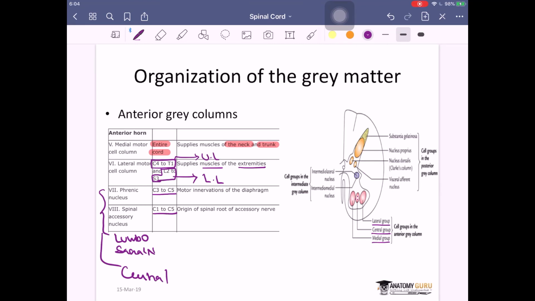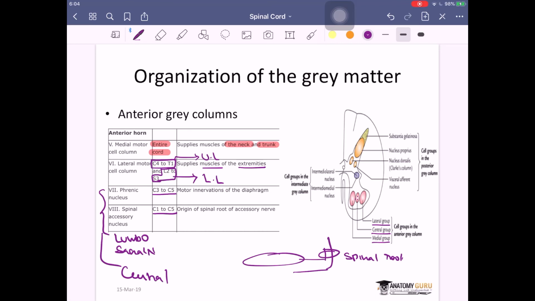And then from C1 to C5, you have the spinal nucleus. So the spinal nucleus is present again, the central is present from C1 to C5, and from here all of these are coming and going up, and they will form your spinal root of accessory nerve. So you know the spinal root of accessory nerve arises from your first 5 cervical segments. So they are arising from which part? From the anterior horn. From which part of the anterior horn? Arising from the central group of the anterior horn.